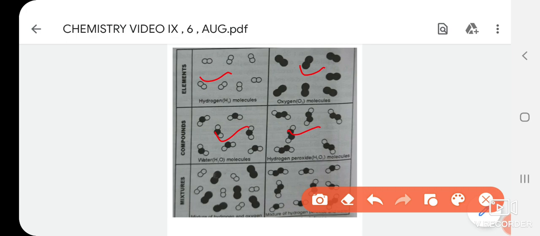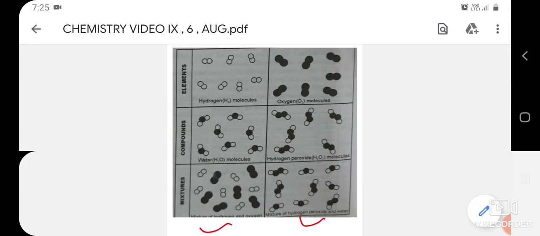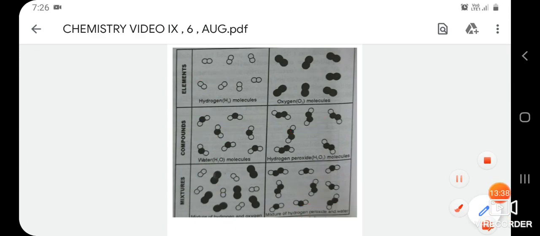But what happens in mixtures? Here you can see oxygen and hydrogen, they are separate, only mixed together, right? So hydrogen and oxygen are only in the form of a mixture. They can be separated easily. But in the case of compounds like water, it is very difficult to separate hydrogen and oxygen from the bonding which is formed in these compounds. Okay children, so what are the differences?